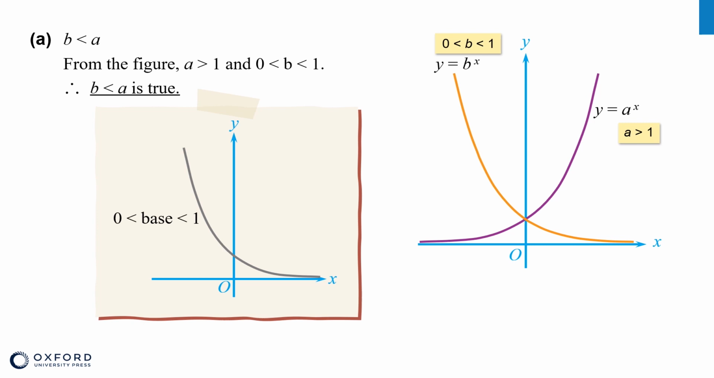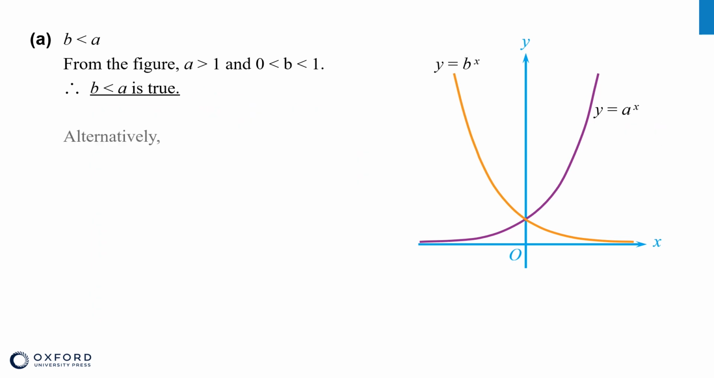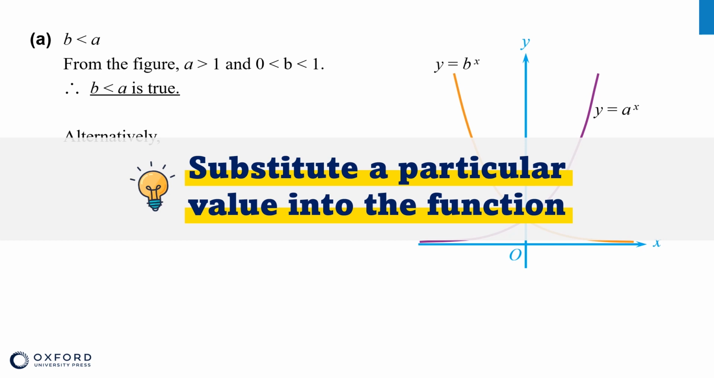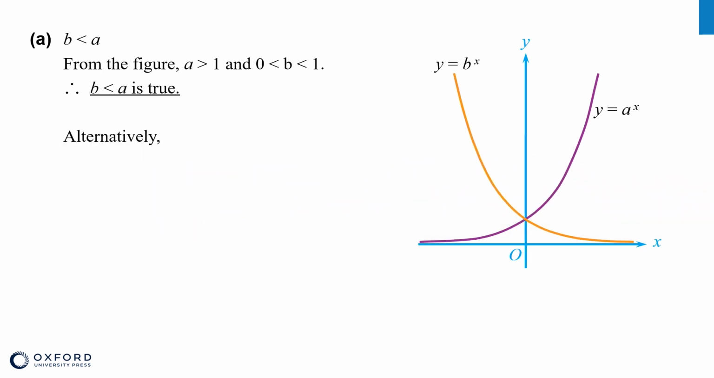What if we forget the above relation? Do you remember the skill we mentioned earlier? We can try to substitute a particular value into the functions. In this case, we can substitute x equals 1. Why 1? Because when we put x equals 1, a to the first power is equal to a, and b to the first power is equal to b. We can compare them on the figure directly. A to the first power, that is a, is here. B to the first power, that is b, it's here. Obviously, b is smaller than a, right?